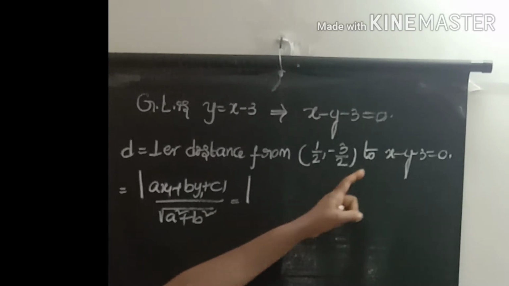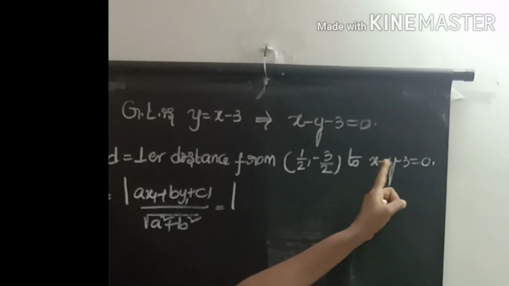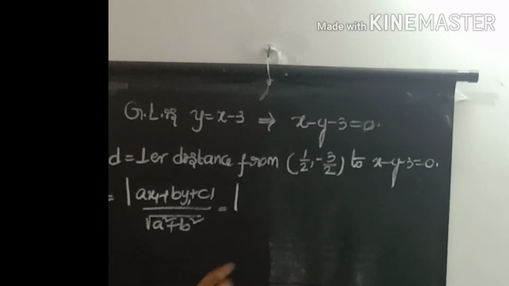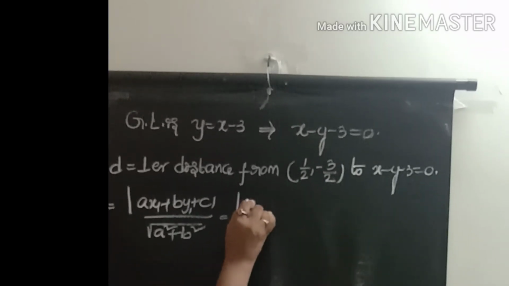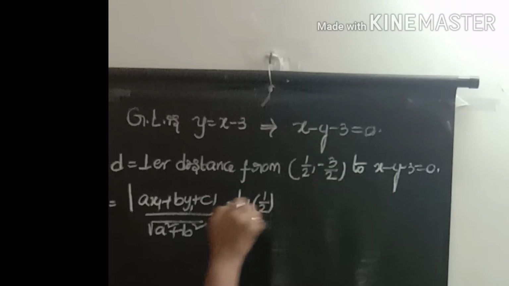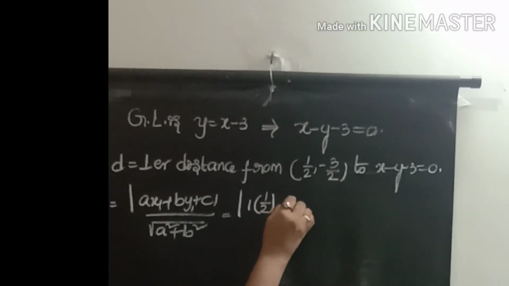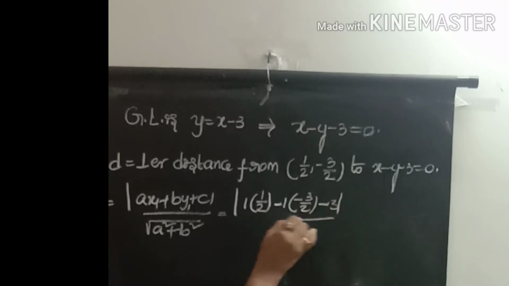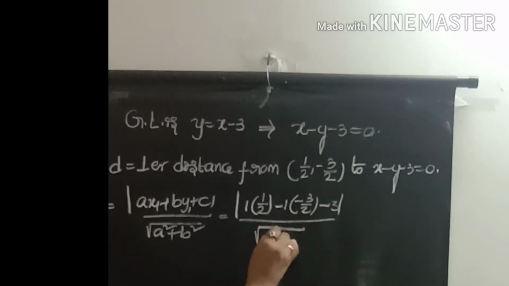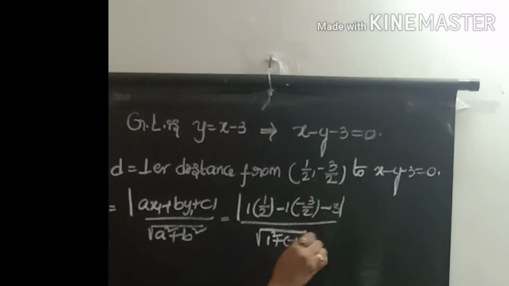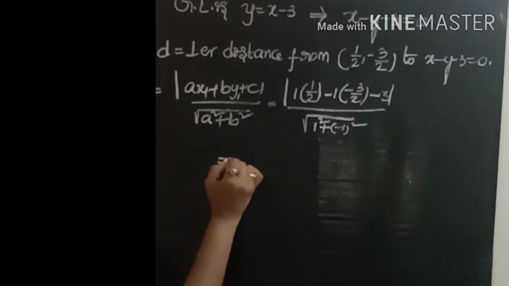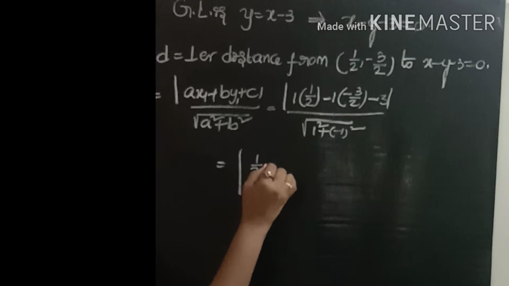Here a, b, c are 1, minus 1, minus 3. Those are the values of a, b, c, and x1, y1 is equal to 1 by 2, minus 3 by 2. Now substituting the values, a into x1, 1 into 1 by 2, minus 1 into minus 3 by 2, minus 3 by square root of a square plus b square, 1 square plus minus 1 whole square. a is equal to 1, b is equal to minus 1.